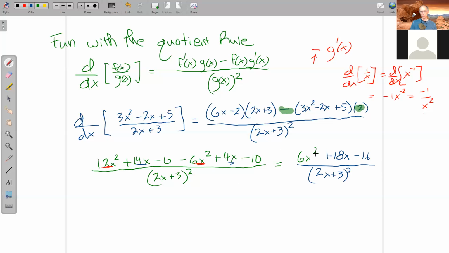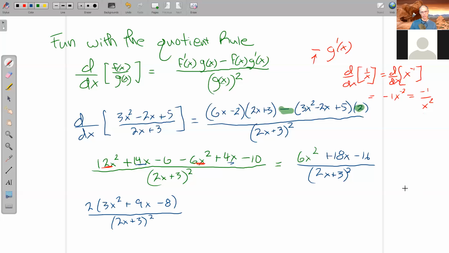And we should see if the numerator factors. So the first thing I would do here is notice that they're all even and pull out a 2. So that's going to give me 2 times 3x squared plus 9x minus 8, all over 2x plus 3 squared. And let's see, does that factor?